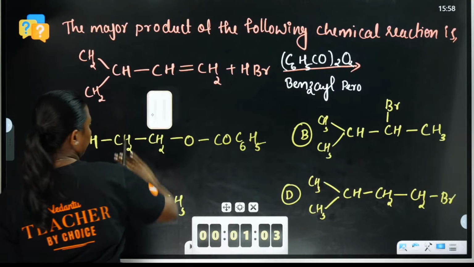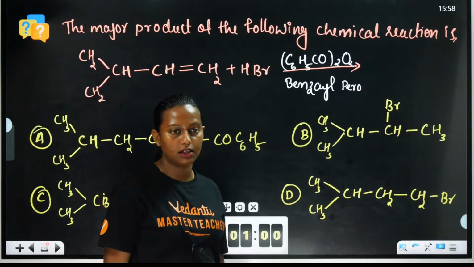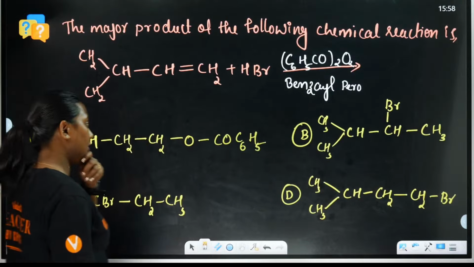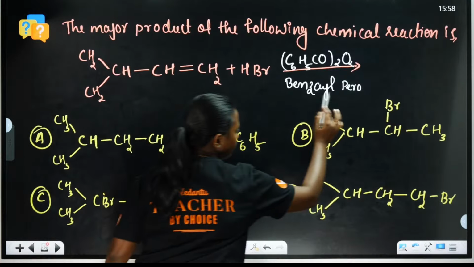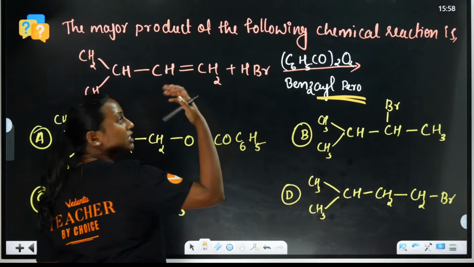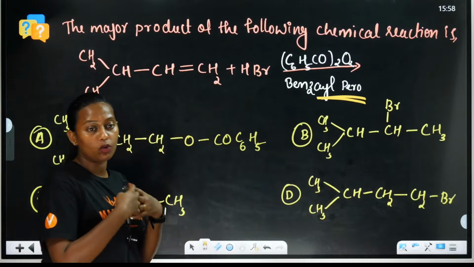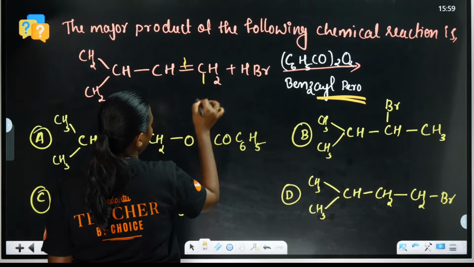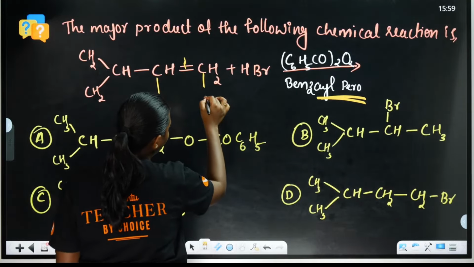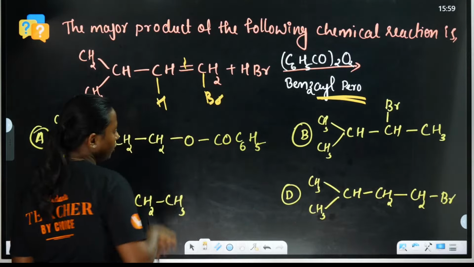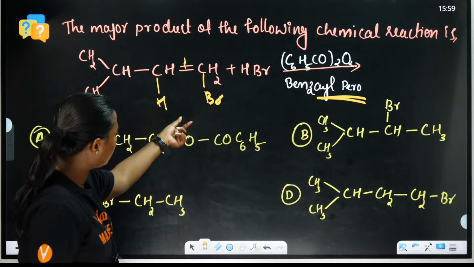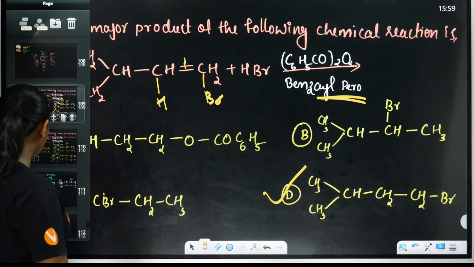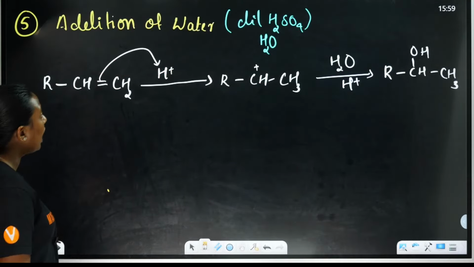Yeah, it is simple. I'm going to stop this timer. We know that peroxide is there, benzyl peroxide is there. Peroxide means it obviously follows anti-Markovnikov's rule. So this bond will break here and here. Here it will form Br and here it is hydrogen. So the correct answer is D.